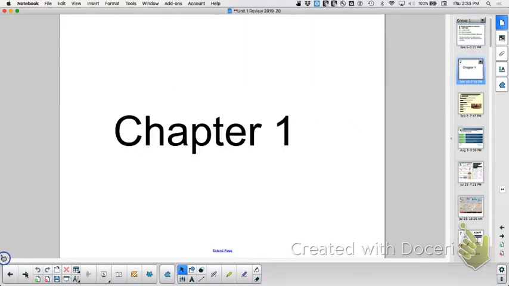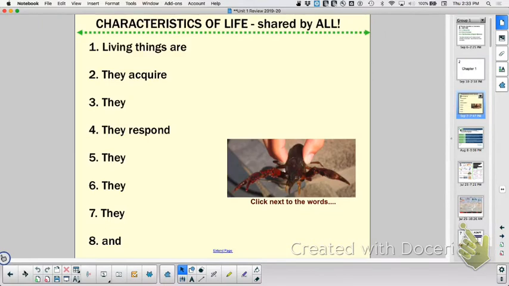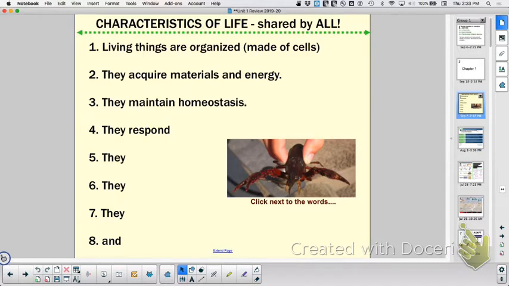All right, so for chapter 1, first thing we did, let's do this one together. Living things are organized, made of cells. They acquire materials and energy. They maintain homeostasis. They respond to stimuli and reproduce. They grow and develop, and they adapt and die. Good. I would probably ask you a question where you would have to say, oh, that's reproducing, that characteristic of life, where you recognize that. So make sure you know what homeostasis means and things like that, okay?